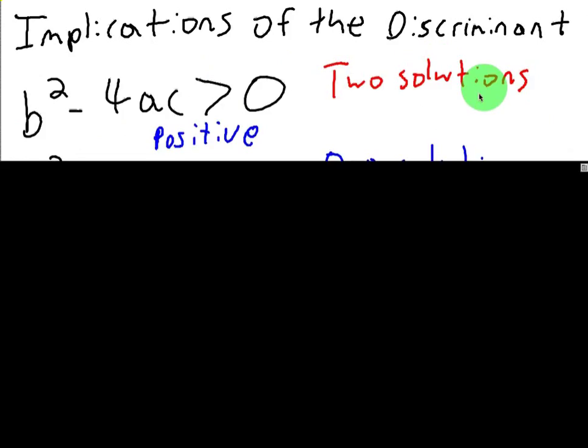So let's say we figured out b squared minus 4ac, we figure out a, b, and c, we plug it in, and we get 10 back, or whatever. As long as it's positive, we can write the equation has two solutions. That quadratic equation has two separate solutions.